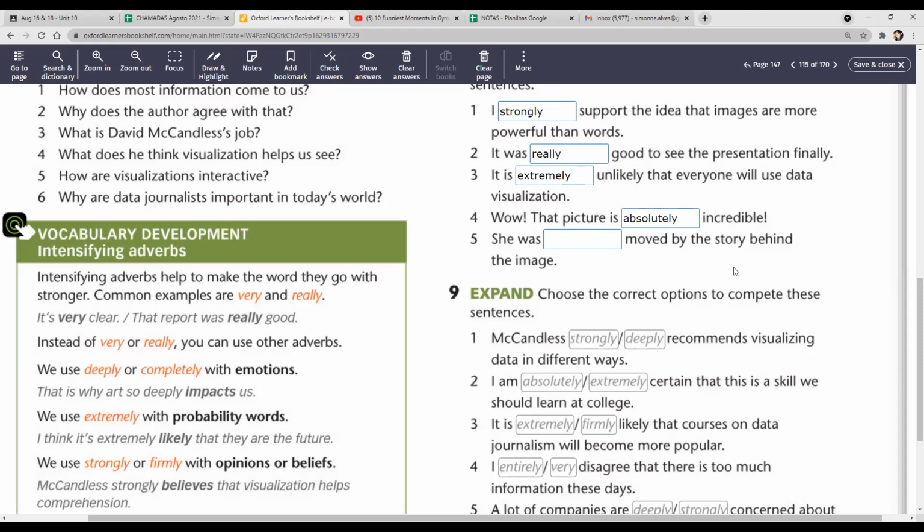Okay, don't worry, you will get this. Now, number 5. She was moved by the story behind the image.